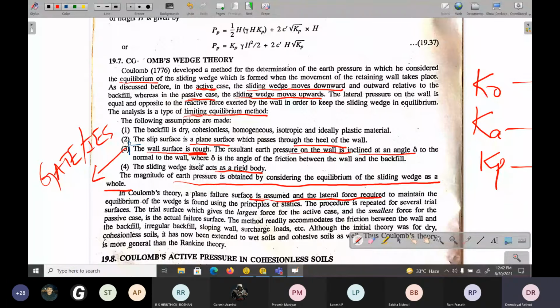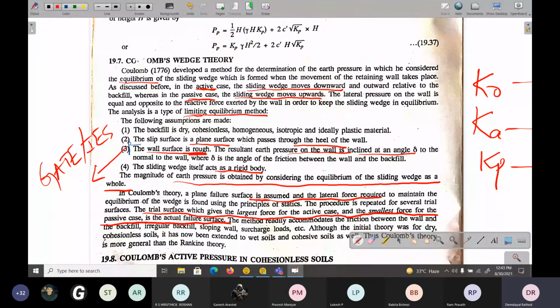So he has used the trial and error method. He assumed some failure plane, considered the wedge, and found out the active pressure. Like that, by trial and error, he got the maximum active pressure. That particular pressure is represented by the active case. That's what is written here. The trial surface which gives the largest force for the active case, and the smallest force for the passive case, is the actual failure surface.